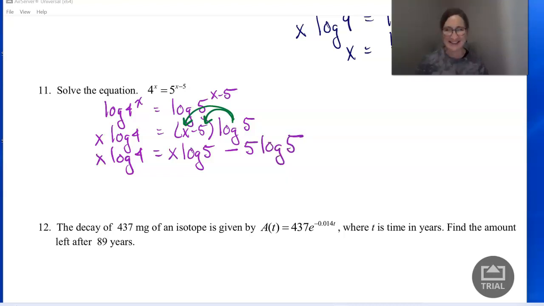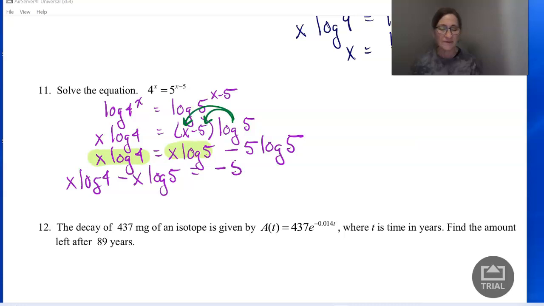Gosh, this seems like a mess. But here's how I want you to look at it. I want you to look for the unknowns. Look for the variables. Look for the x. And so I see I have an x here on the left, and I have an x on the right. Your goal is to get the x's on the same side. So I am going to subtract x log 5. So I got x log 4 minus x log 5 equals negative 5 log 5.